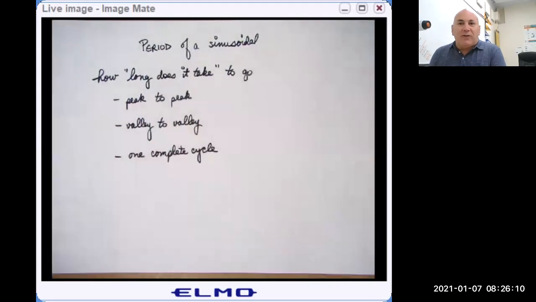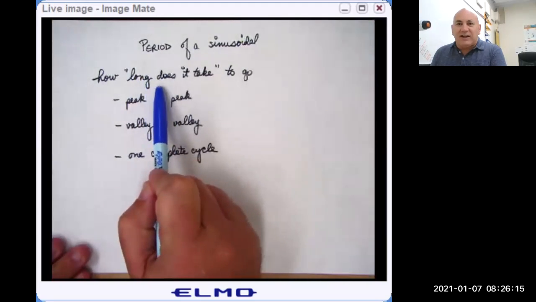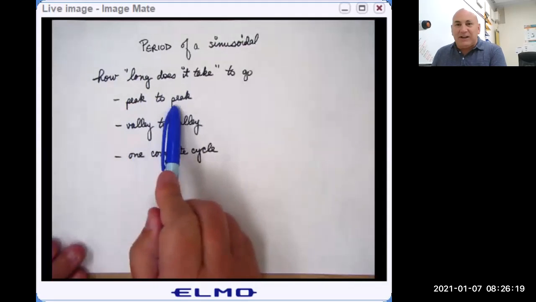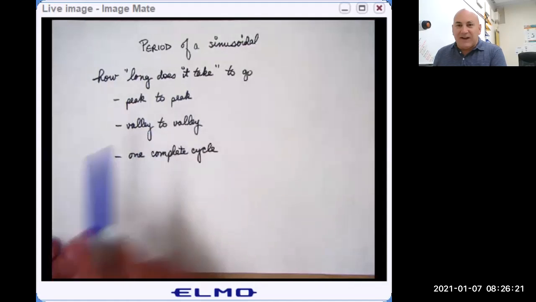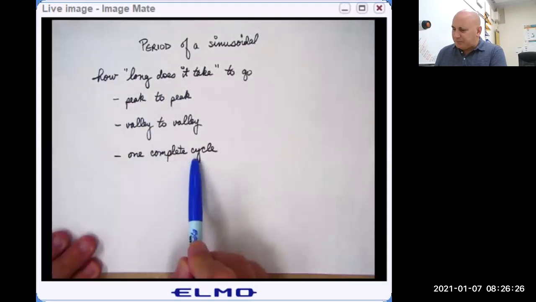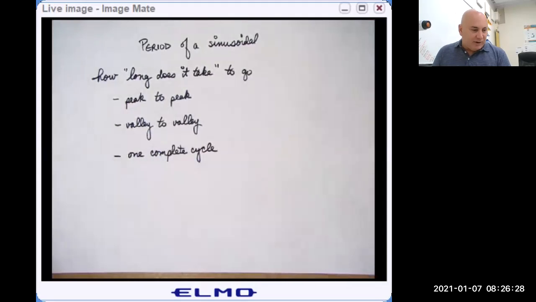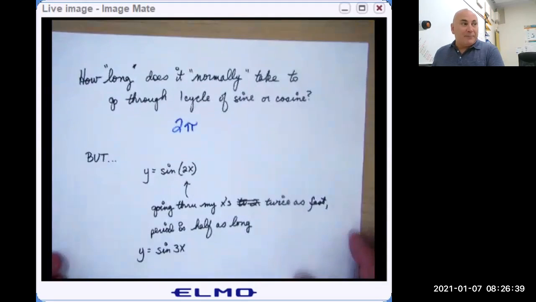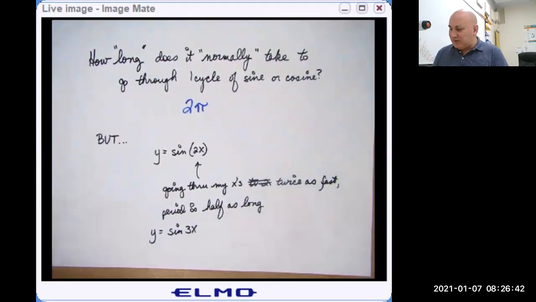So the period, we've already talked about that, is how long in the x direction it takes for the graph to go from peak to peak, valley to valley, or you can just look at one complete cycle. That's the period of the function. How long does it normally take to go through one cycle of sine or cosine? 2 pi, or 360 degrees.